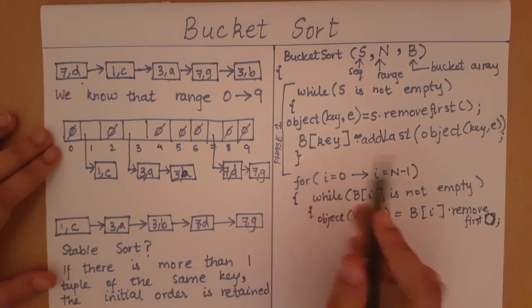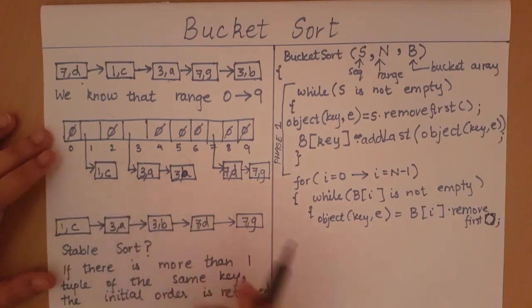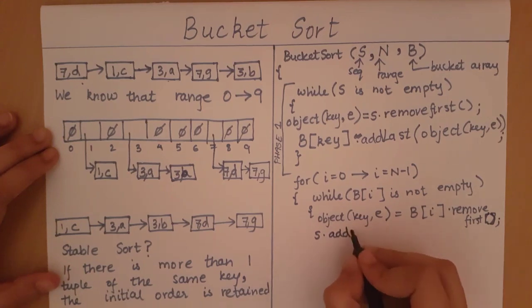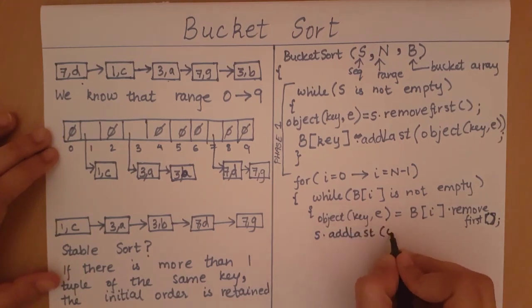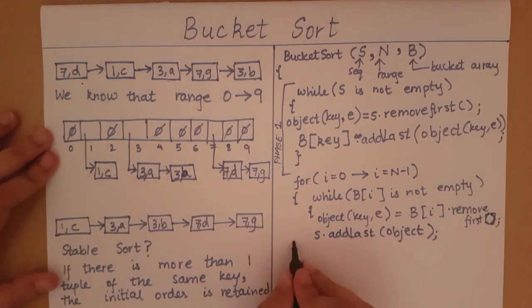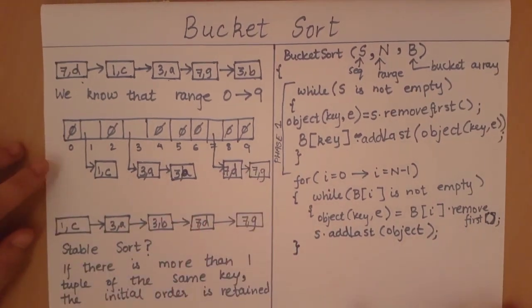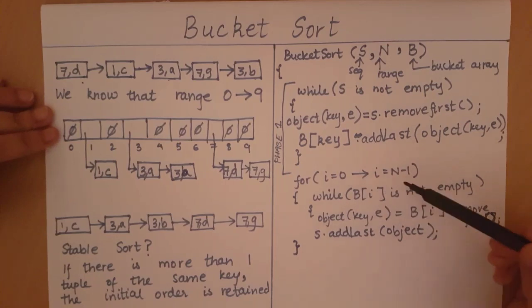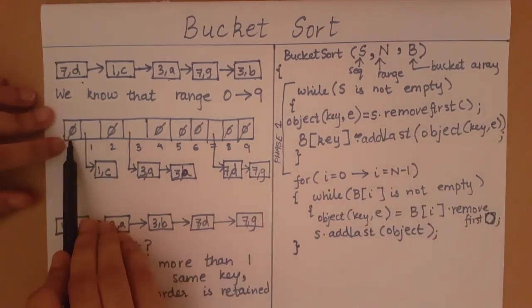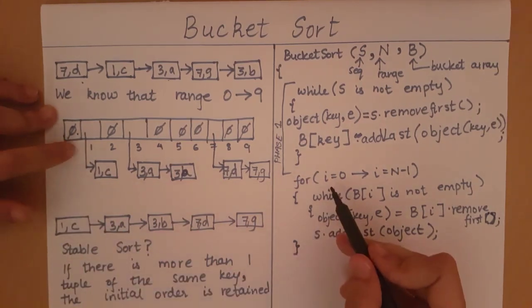Note that over here our sequence has become empty. So now we can start adding these elements back into the sequence which has become empty. So we say that s dot add to the end or add last of object. And with that we come to the end of phase 2, because we are going to do this for all the buckets. So let's see how this works. I is 0 to n minus 1. So at 0, while B of I is not empty, B of I is empty here because B of 0 is empty. So we go to the next iteration.